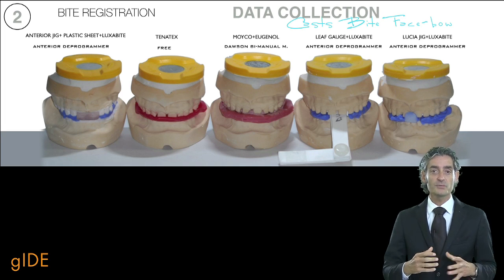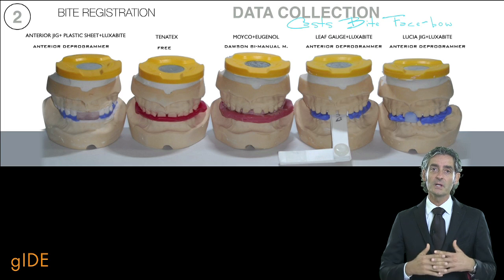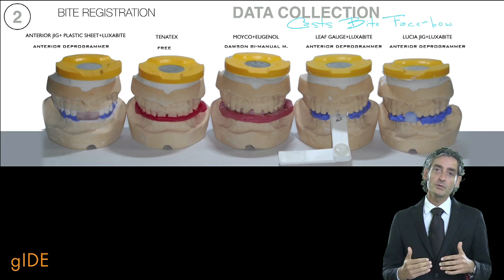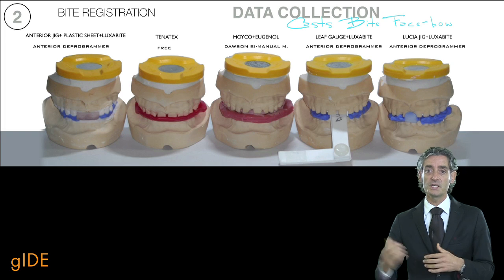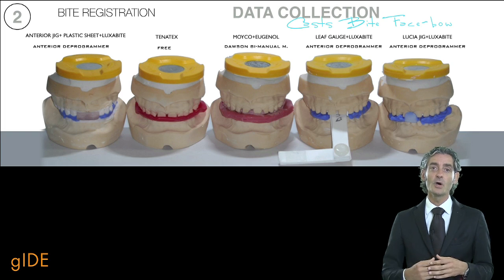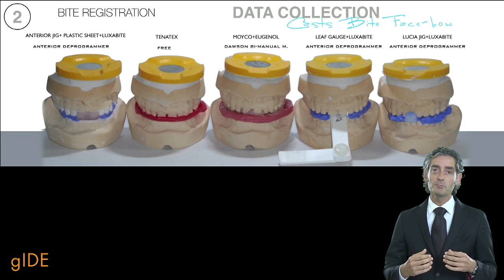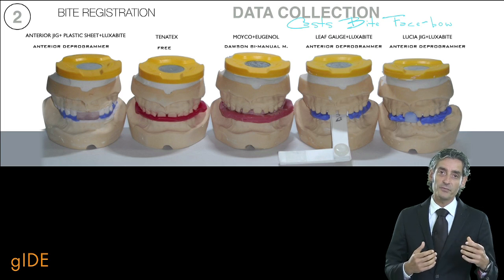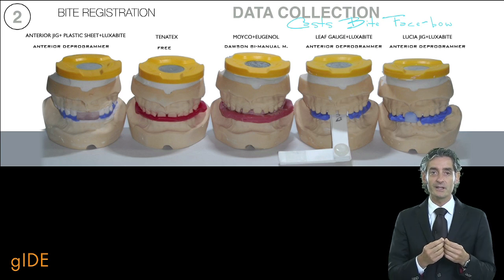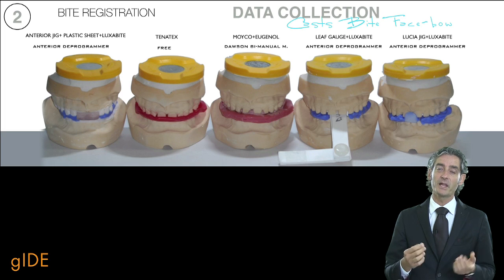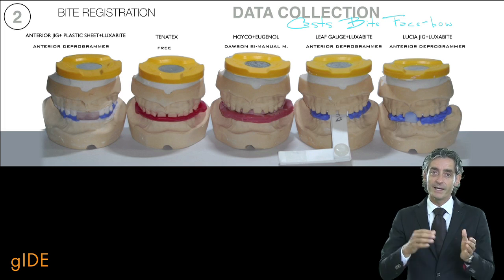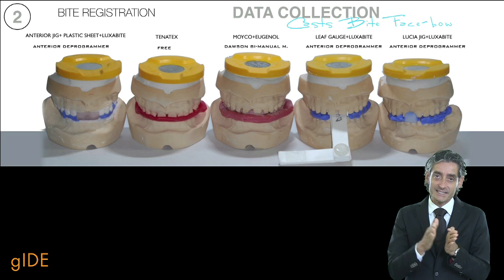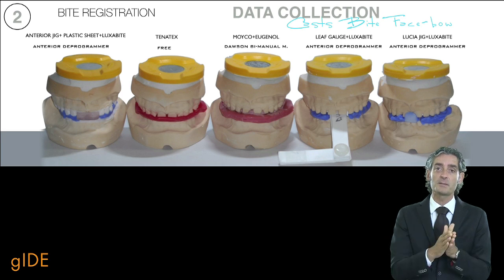And for this reason, we can use different materials, but what I prefer is to use an anterior deprogrammer. That can be a Lucia jig, a lift gauge, or a customized anterior deprogrammer. And more, the technique that I prefer is to use a really thin plastic foil created on the master cast, in a way to have really precise seating of the bite registration inside the material.